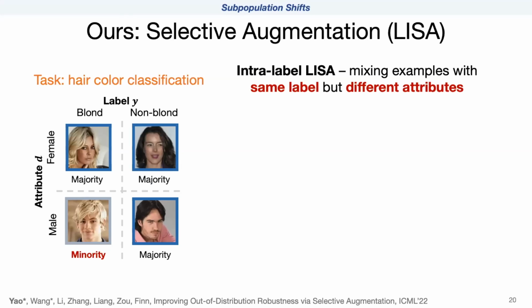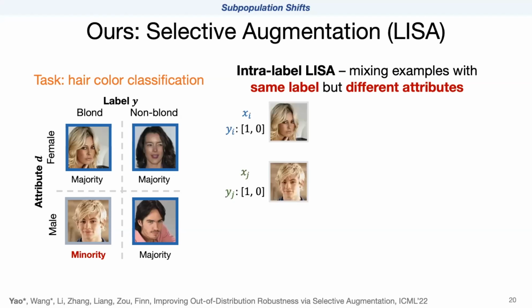And there are two variants of LISA. The first variant of LISA is what we call intra-label LISA. In intra-label LISA, we aim to mix examples with the same label but from different attributes. Basically, we have these two images. One is male with brown hair color, and another one is female with brown hair color.